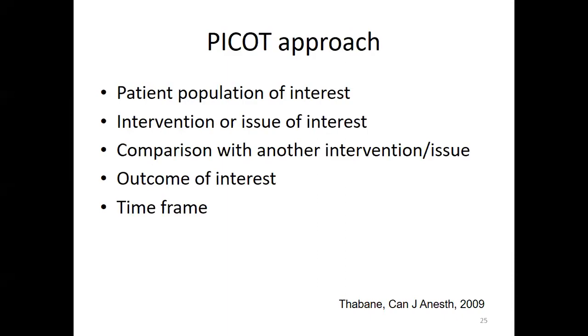PICO approach. So this is really talking about what are the components that a testable hypothesis has to have. And they're a little tortured to get to PICO as an acronym, but patient population of interest, right? So who are you studying? The intervention or issue of interest, here I would pretty much call this exposure. What is your exposure that you're looking at? And then comparison, who are you comparing, right?